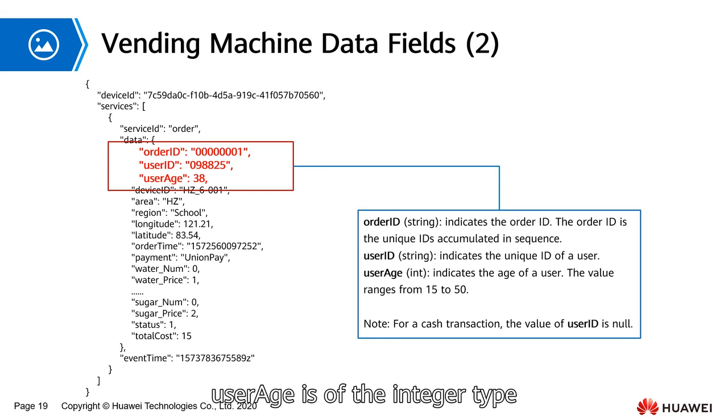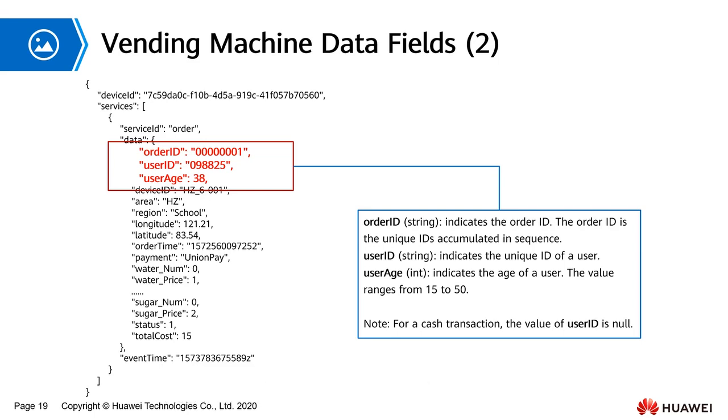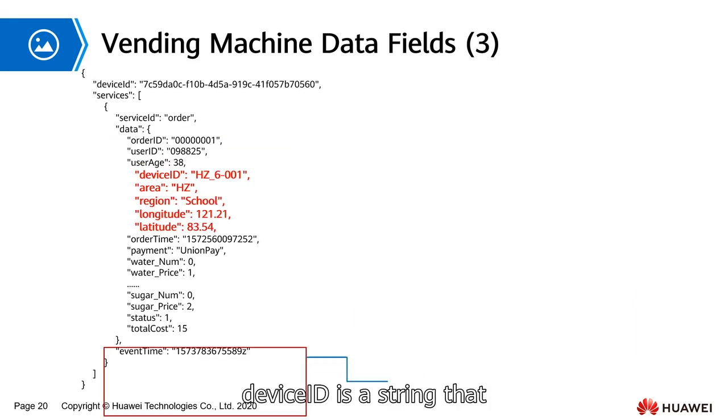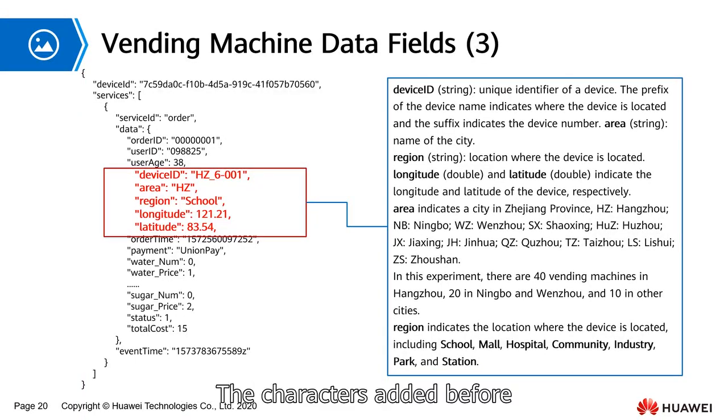User age is of the integer type, which is the age identifier of a user. In this experiment, the age of a user ranges from 15 to 50. Device ID is a string that uniquely identifies a device in a city. The characters added before the device name indicates the city where the device is located. Area is a string that corresponds to the name of each city in Zhejiang province. For example, HZ for Hangzhou, NB for Ningbo, and WZ for Wenzhou.